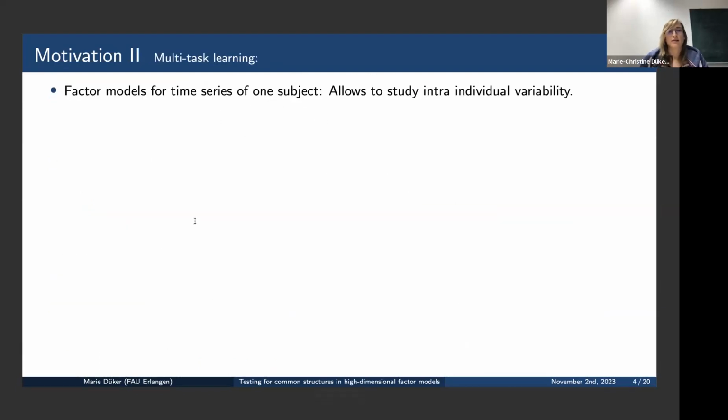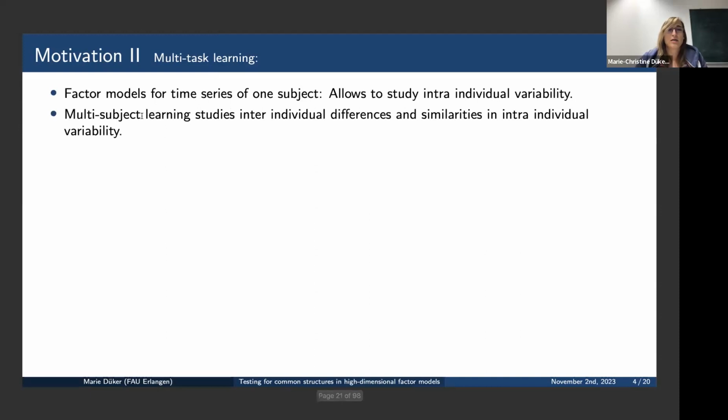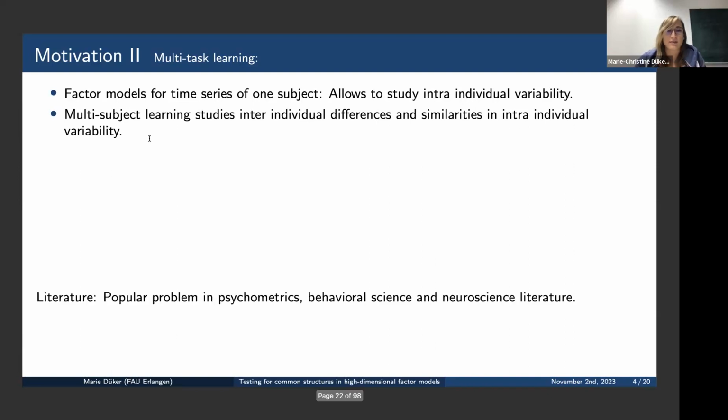But the other direction we are coming from is multitask learning. So again, when we look at just one factor model for a time series for one object, this allows us to study the intra-individual variability. But now we are interested in not just studying that, we also want to study the inter-individual differences and similarities in intra-individual variability when we look at multiple factor models. So this is the task in multi-subject learning, where we want to study those similarities.